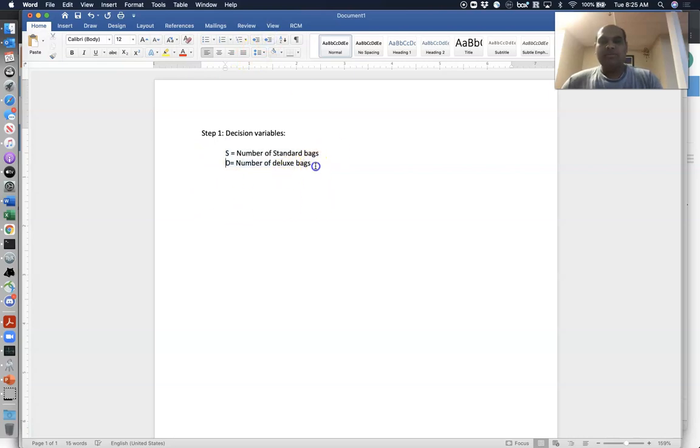Let's look at step 2. Step 2 is the objective function. So here the objective, as is clear, is to maximize profit. We know that we'll make $10 of profit for every standard bag and $9 of profit for every deluxe bag that is made. So we can write the objective is to maximize profit.